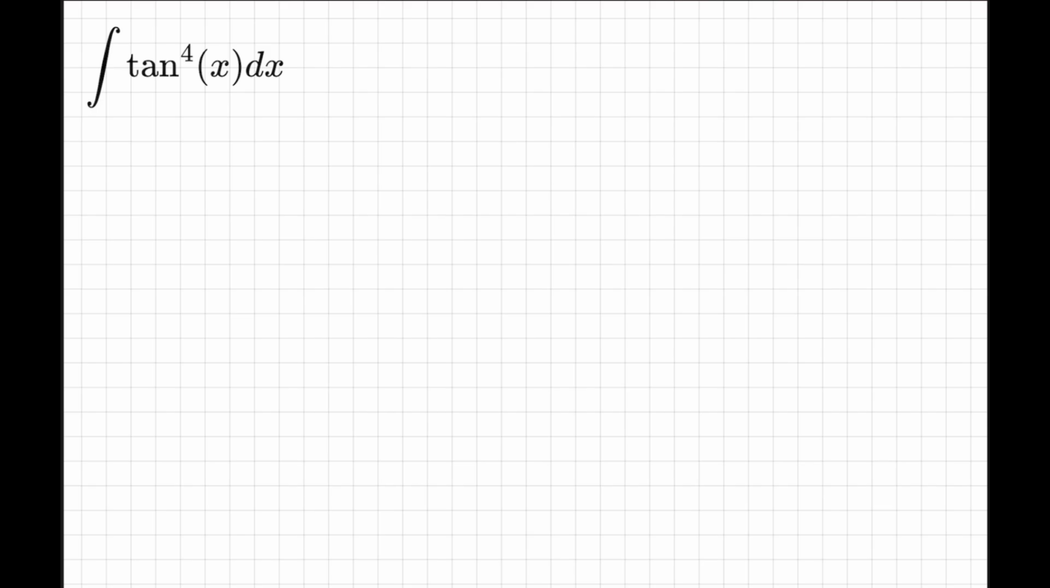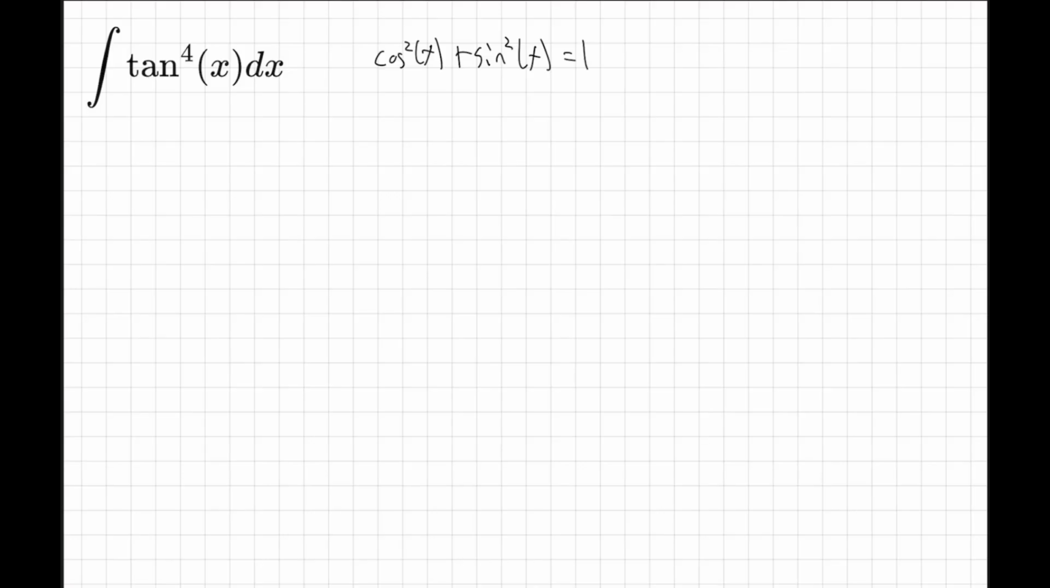In this video, let's go ahead and solve the integral of tangent to the fourth x dx. The first thing I want to do is write down some trigonometric identities that might be useful. So I always derive these starting from cosine squared plus sine squared of x is equal to 1.